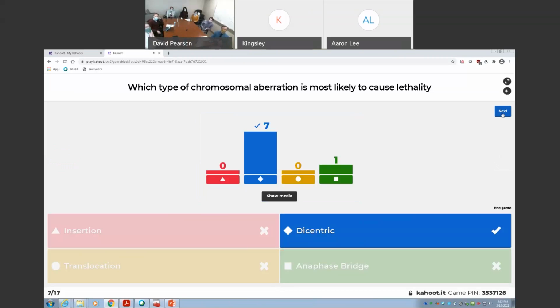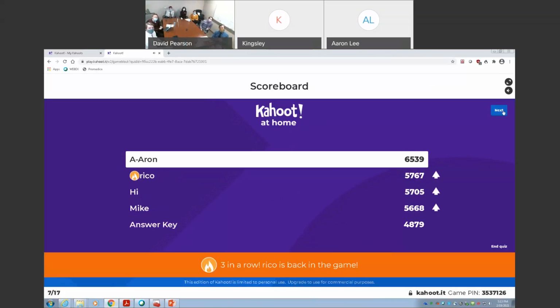Right, so the dicentric is a chromosomal aberration. The anaphase bridge is a chromatid, I believe. Yes, they classify it very slightly differently.